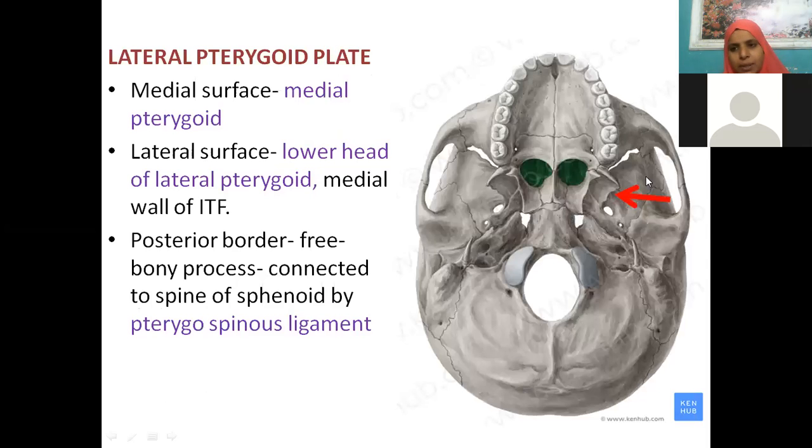Now coming to the red arrow, you can see this is the lateral pterygoid plate. It has a medial surface and a lateral surface. This is quite an important point. Anyhow, we will repeat it when we study the muscles of mastication.